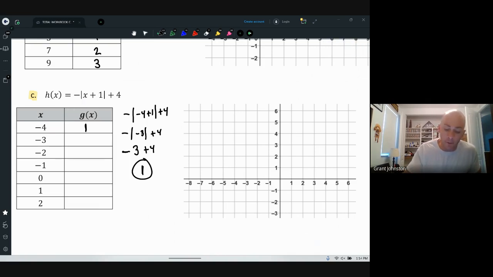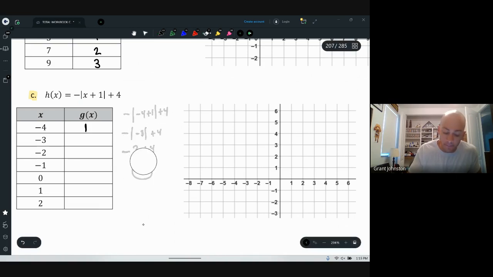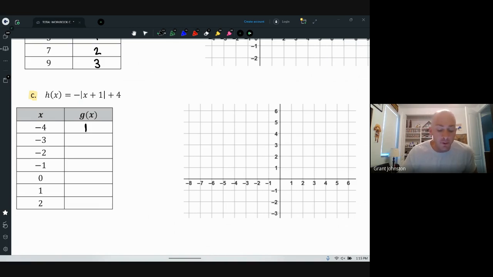Let me do negative 3 now. Negative 3 plus 1 is negative 2. Absolute value of negative 2 is positive 2. And then there's a negative in front, so it's going to be negative 2 plus 4 is 2. Negative 2 plus 1 is negative 1. Absolute value of negative 1 is positive 1, but there's a negative in front, so it's going to be negative 1 plus 4 is 3.